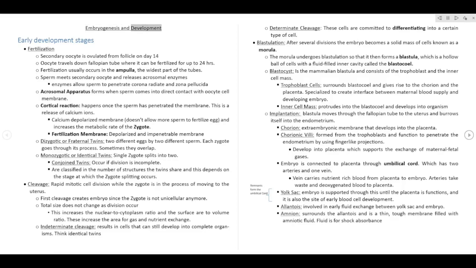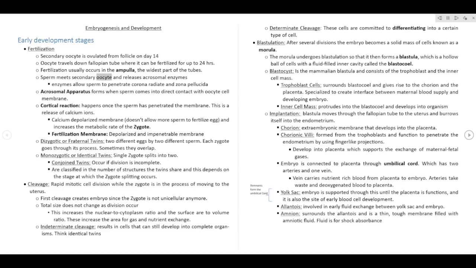Embryogenesis and development. Early development stages. Fertilization. A secondary oocyte is ovulated from the follicle on day 14. The oocyte travels down the fallopian tube, where it can be fertilized for up to 24 hours. Fertilization usually occurs in the ampulla, the widest part of the tubes.